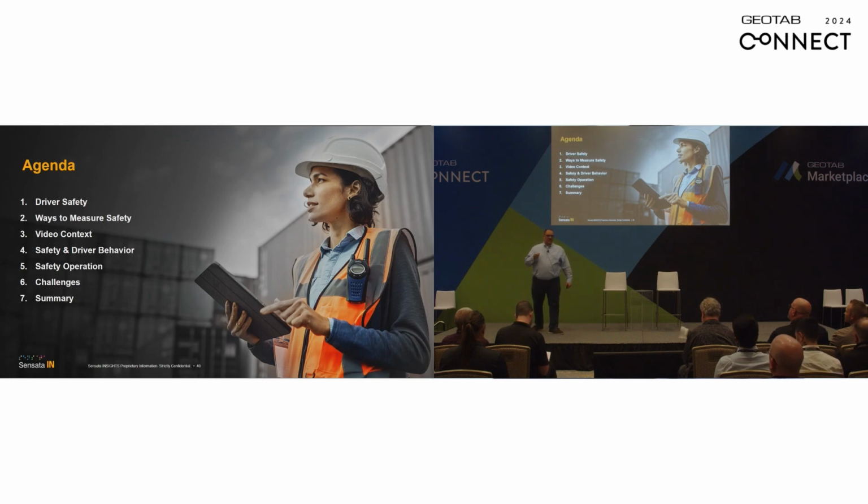We'll talk about driver safety and then ways to measure driver safety, and video content, how video actually contextualizes what you might not otherwise see with a tracking device, a Go9, which would be underneath the dash. It doesn't have eyes, but a camera adds that context. We'll talk about the difference between safety and driver behavior and how you can actually consider driving behavior without even looking at the driver. And then we'll talk about some of the challenges that fleet operators have, and hopefully we'll have some time for questions.